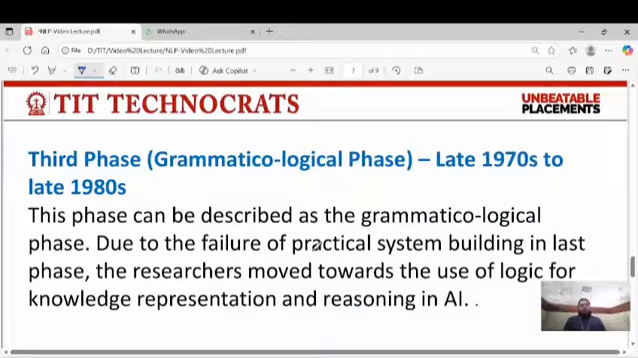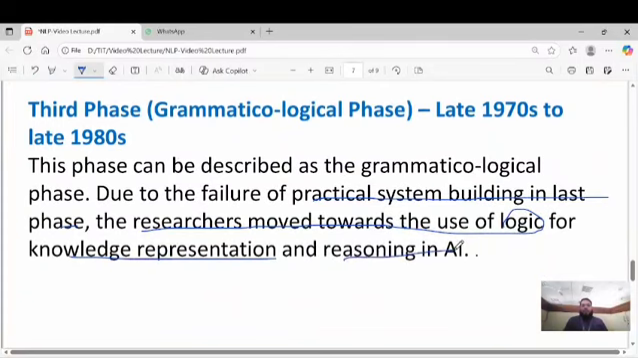And the third phase is the grammatical-logical phase. Due to the failure of practical system building in the last phase, researchers moved towards the use of logic, or knowledge representation and reasoning, in AI.